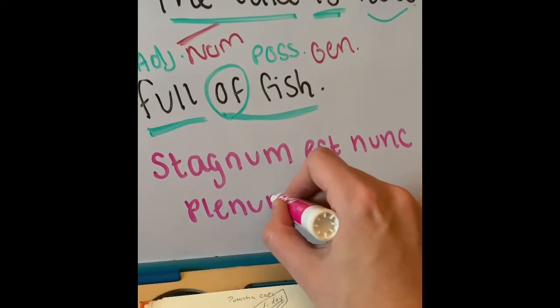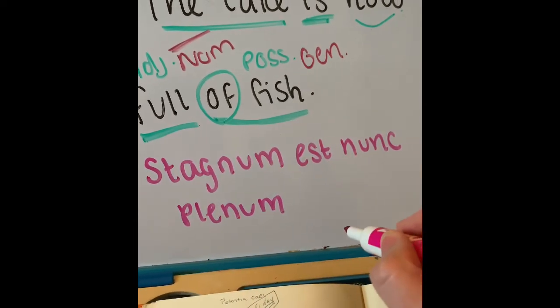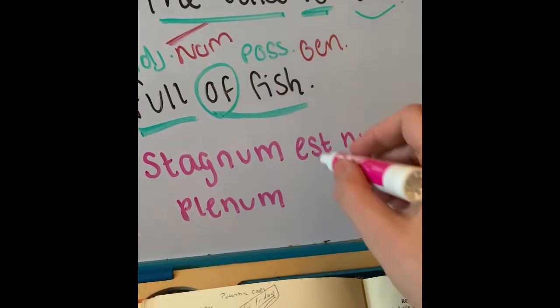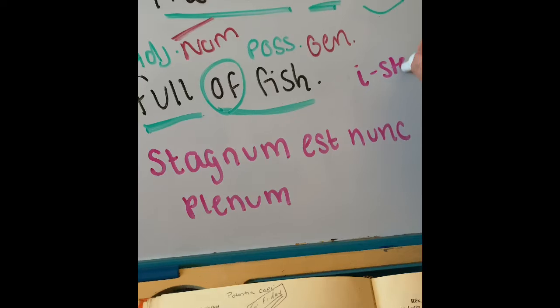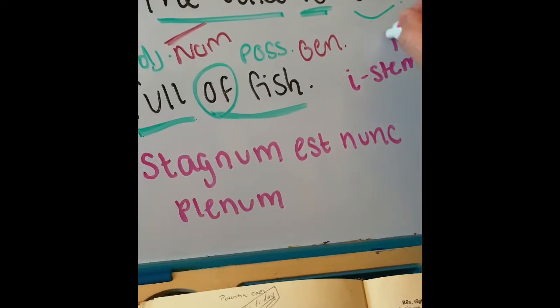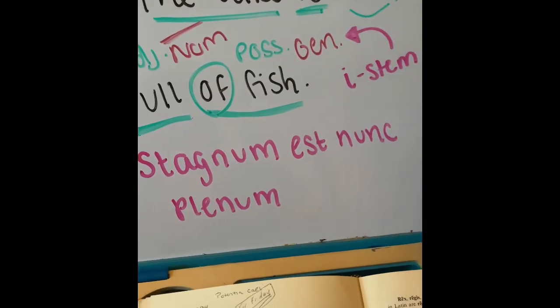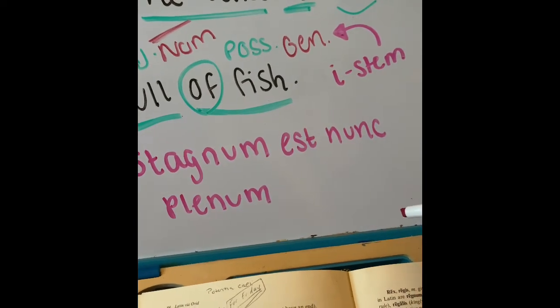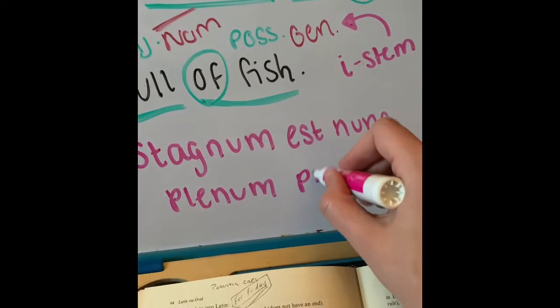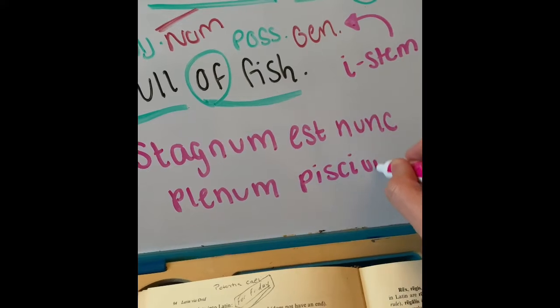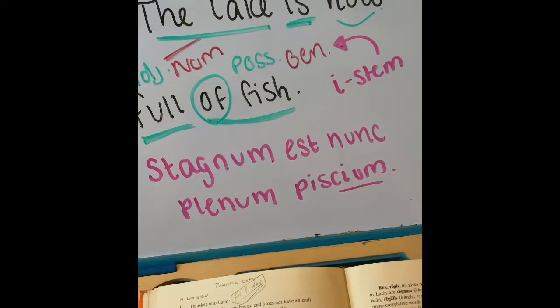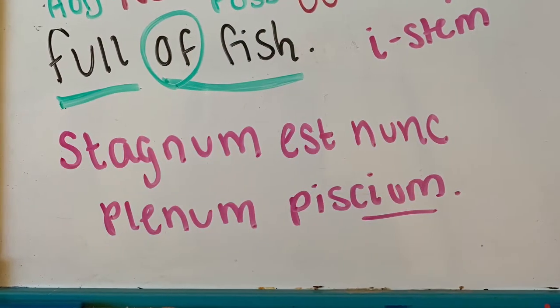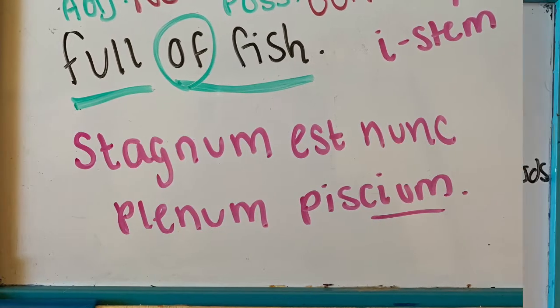And then we're talking about full. Here is plenus, but since it's got to pair with stagnum, it's got to be plenum. And then fish, let's remember piscis. Piscis is actually an I stem, which is important since it's in the genitive case. So that means when we put piscis in the genitive plural, it's actually going to be piscium instead of just piscum because it's got that I stem right there. So it keeps the I. So that's one difference that it's going to have that's important for this sentence. So let's put this all up here. Stagnum est nunc plenum piscium.